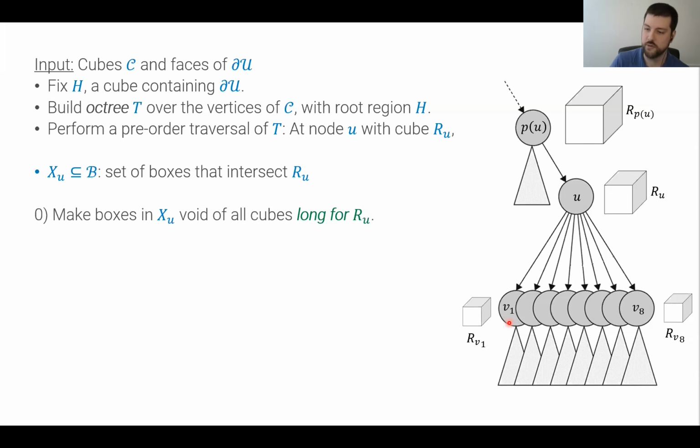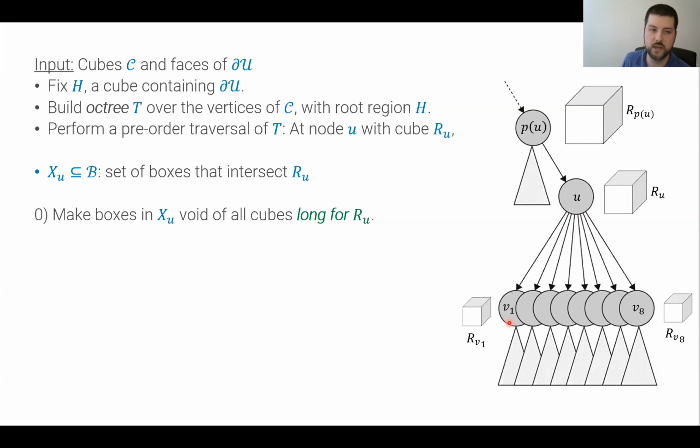So what happens at a node U during this traversal? Let's call the cube at a node RU, and let's denote by XU the set of boxes in the partition intersecting the cube RU. Here it's significant to mention our algorithm is going to be making many cuts across the boxes. And when we say XU, we're always referring to the current value of XU at that moment. That is, at that moment, what is the set of boxes that intersect RU? It'll be dynamically updating while we're processing node U.